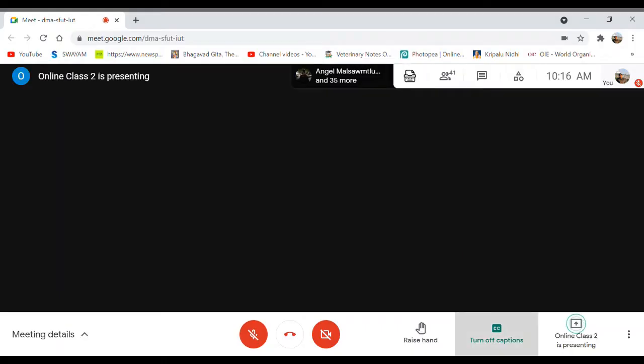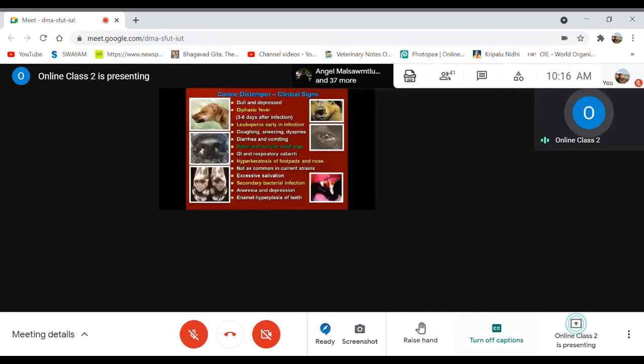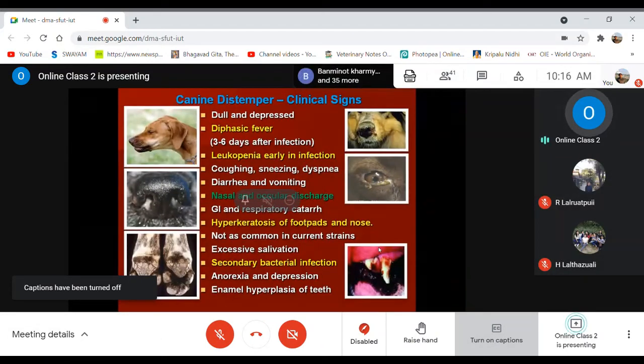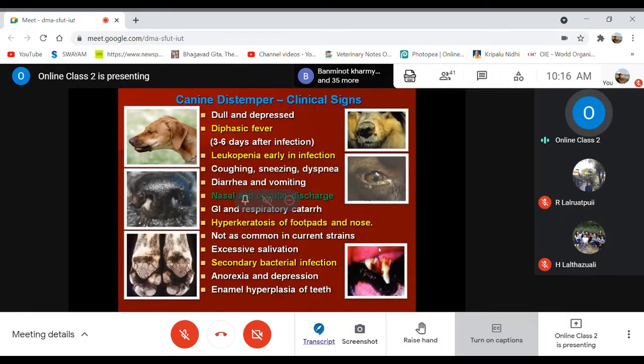In this disease, the affected dogs used to show very much dullness and depression. Very typically, this is the disease where you will have fever in 2 phases, what we call diphasic fevers. It used to happen 3 to 6 days after the infection. And in the early infection stage, there will be severe destruction of the WBCs leading to leukopenia, I mean, reduction in the number of WBCs.